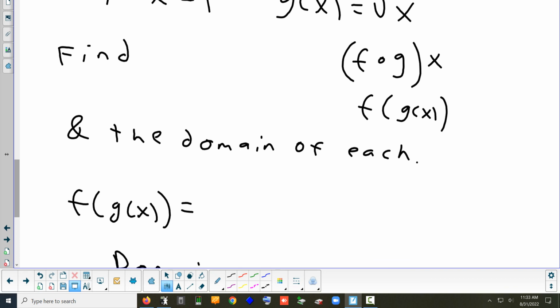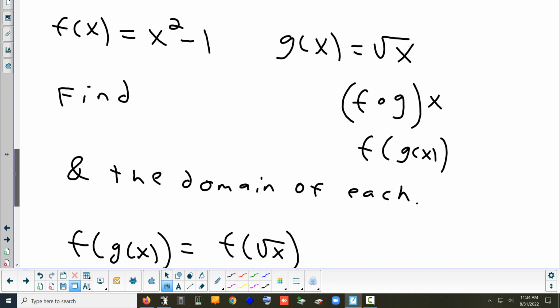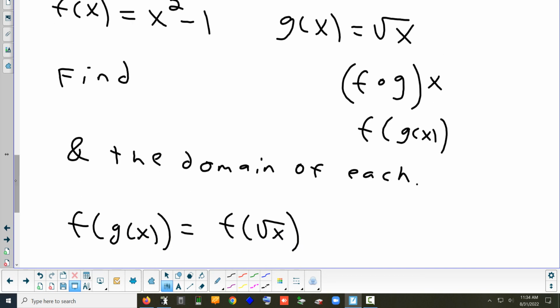All right, so first thing, identify what g of x is. How about Savannah, what's g of x? Yep, square root of x. And that is what we're going to fill in to formula f. So can someone tell me, when you fill that into formula f, before you simplify it, what do you get?